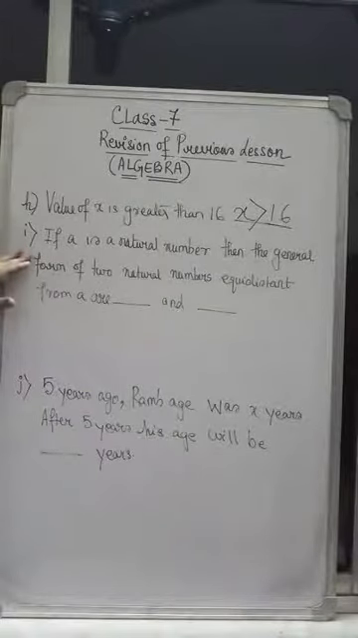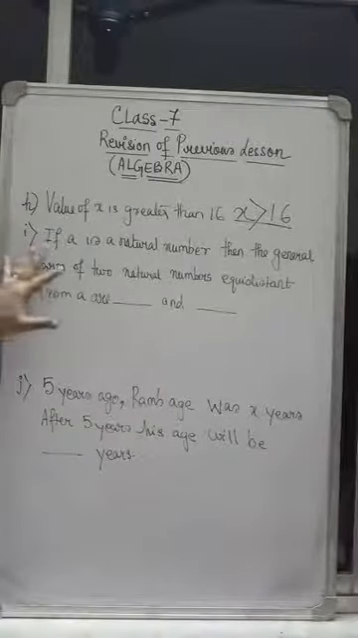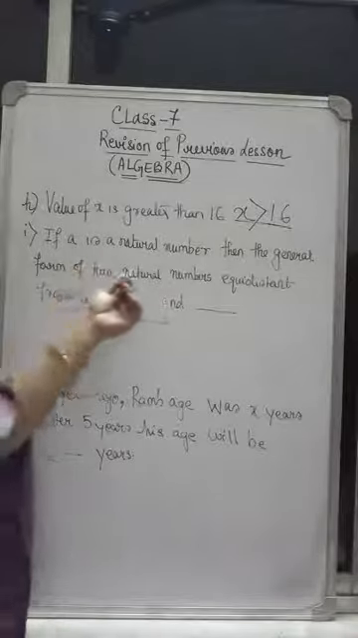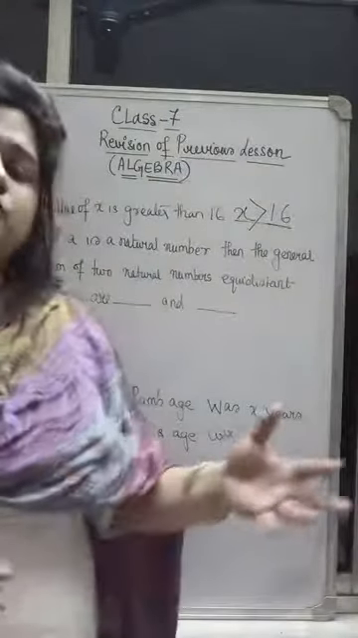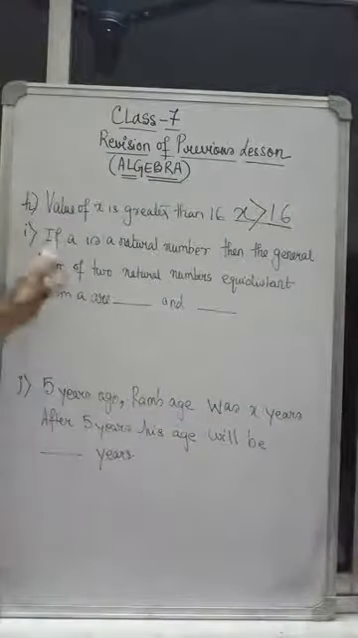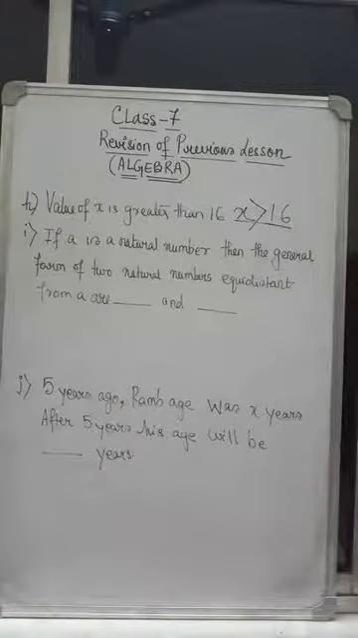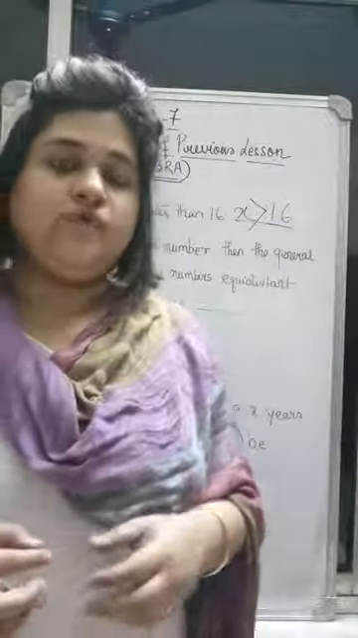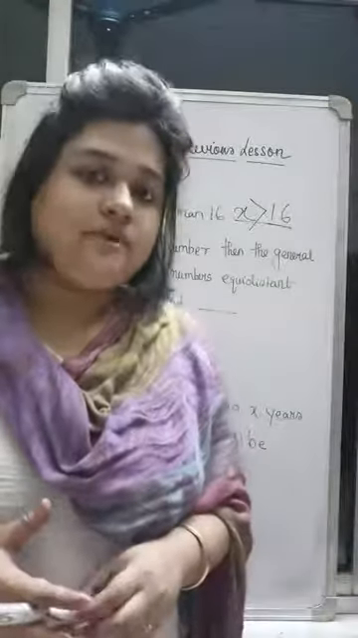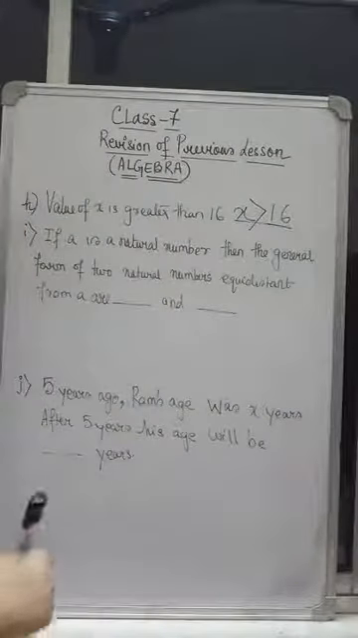Then next, fill in the blanks. Now this you have to understand. If a is a natural number, so natural numbers, you know, 1, 2, 3, 4, 5, 6, all are natural numbers. So if a is a natural number, then the general form of two natural numbers equidistant from a are dash and dash. Equidistant means on both sides the same distance. That means you have to add or subtract the same numbers in order to get the equidistant natural numbers.